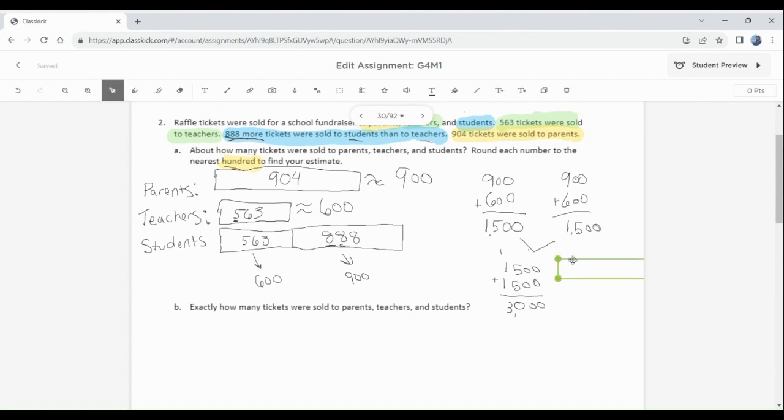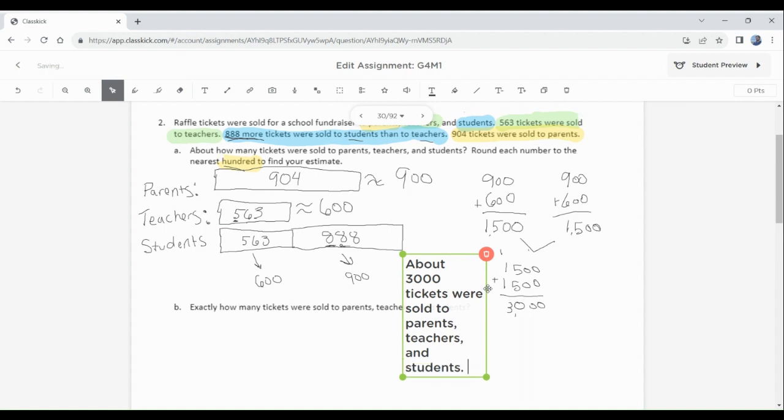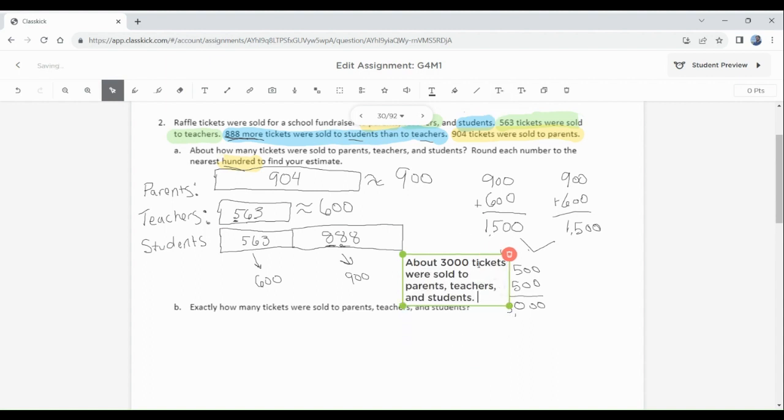So I could say, I'm probably going to type this one out because I'm a little bit short on space. So we would say about 3,000 tickets were sold to parents, teachers, and students. Make that text a little bit smaller, move it out of the way a little bit.